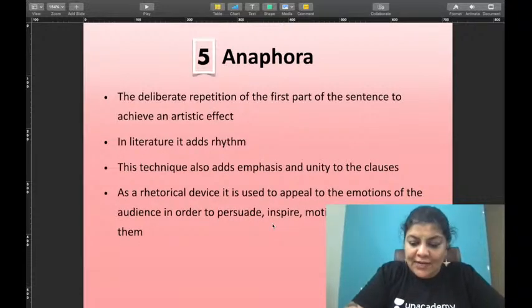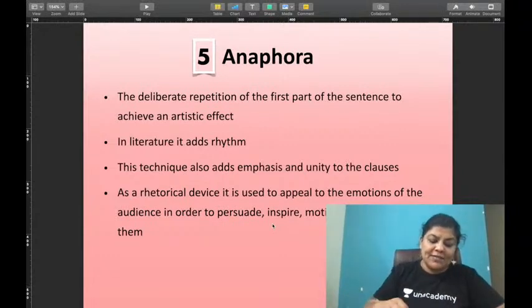Now, anaphora. Dhirendra, you can WhatsApp me on the regular number. I will check it.